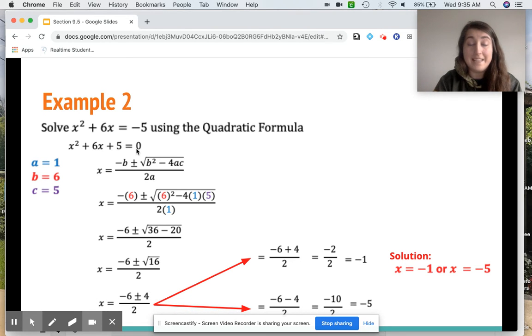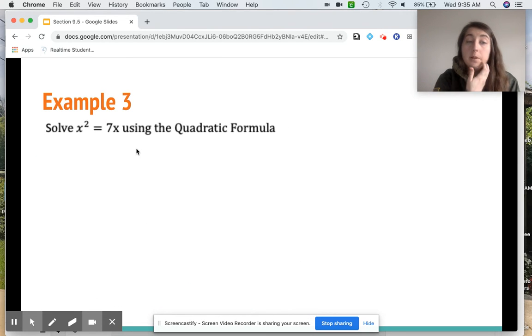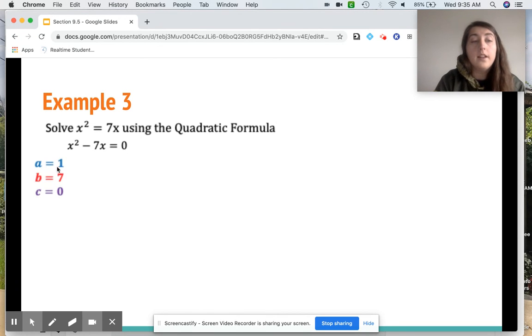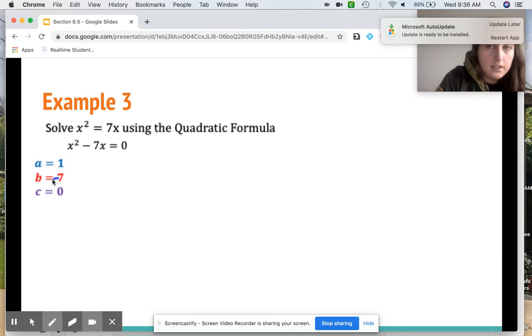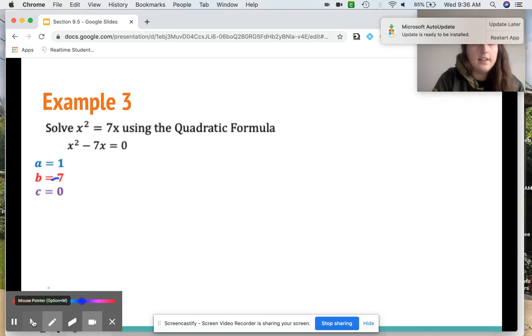Okay, our next example. We want to solve x squared equals 7x using the quadratic formula. So set it equal to 0 first. So you're going to subtract 7x from both sides. Well, hopefully you notice there's only two terms. You have your A, you have your B. Well, what's your C? A is 1, B would be negative 7. That should be a negative sign. And then C would be 0.